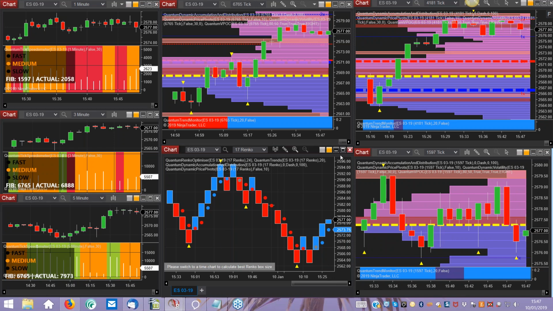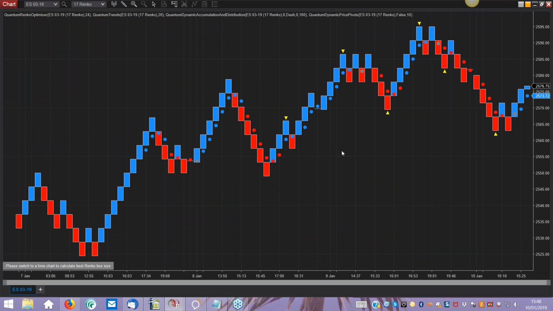And I've got the Renko running as well. Again, non-time based. I haven't got any other indicators on here. All I've got is the trend dots on here and the pivots. Normally I'd have the trend monitor running on here as well. And what the Renko optimizer does, again, it's a little bit like the tick speedometer. It delivers the optimal setting for that particular market at that particular time of day.